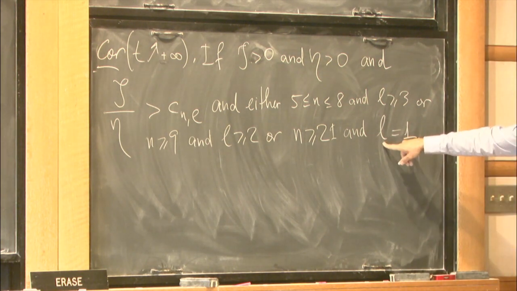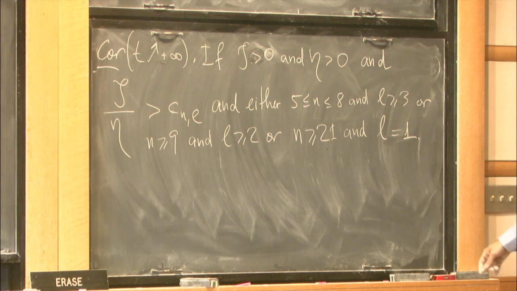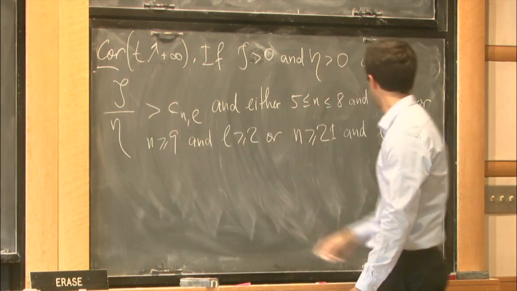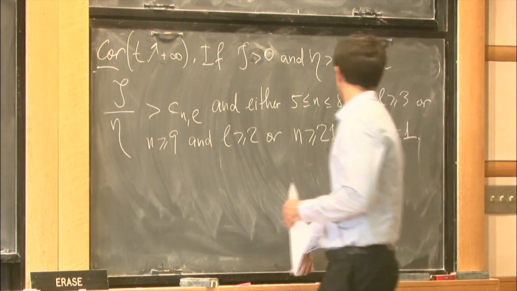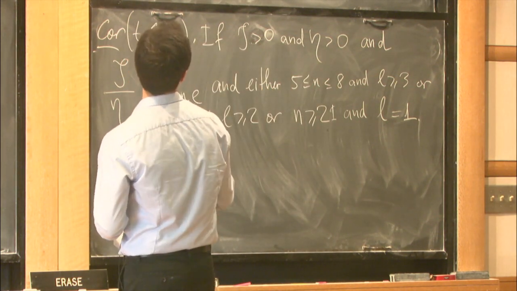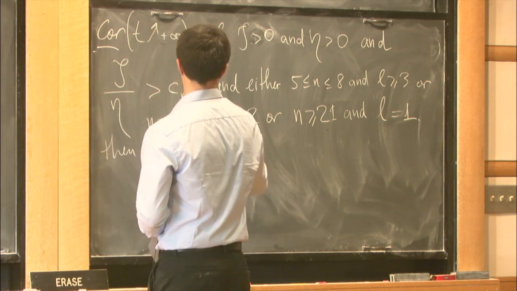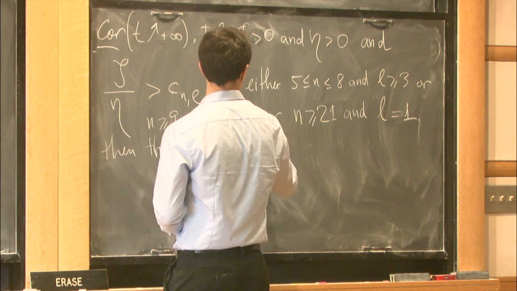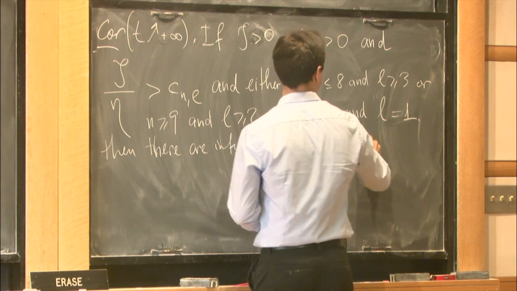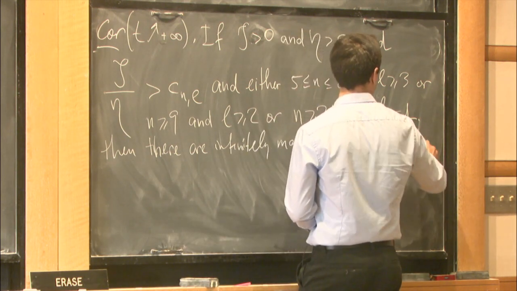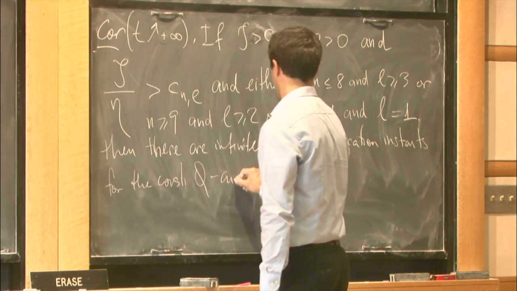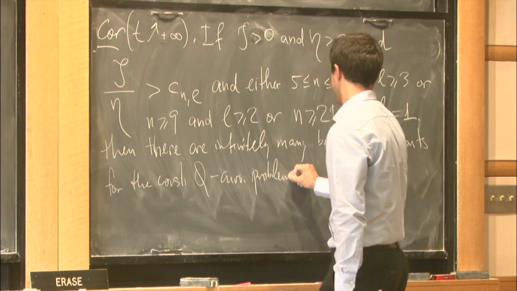So if the fiber has very small dimension, then you really need large dimension in the total space. But anyways, under any of these conditions, provided that you have this pinching, you get bifurcation as you go to infinity as well. So if this is true, then there are infinitely many bifurcation instants for the constant Q-curvature problem as t goes to infinity.